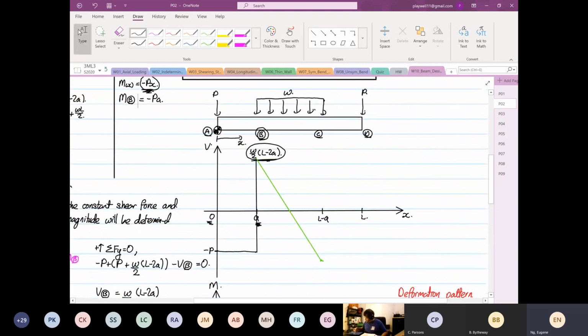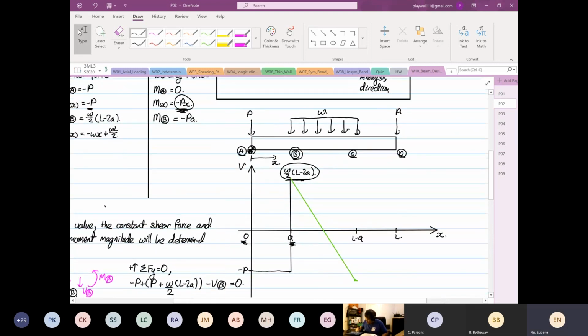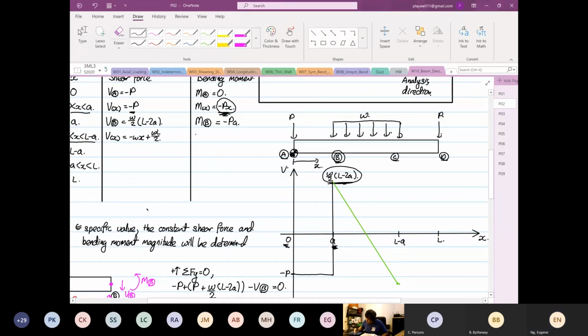So we have formed the moment as a function of x. This will be equal to omega over 2, and then we have minus x squared plus lx minus al plus a squared, and then minus Pa. Okay, we already have that function.